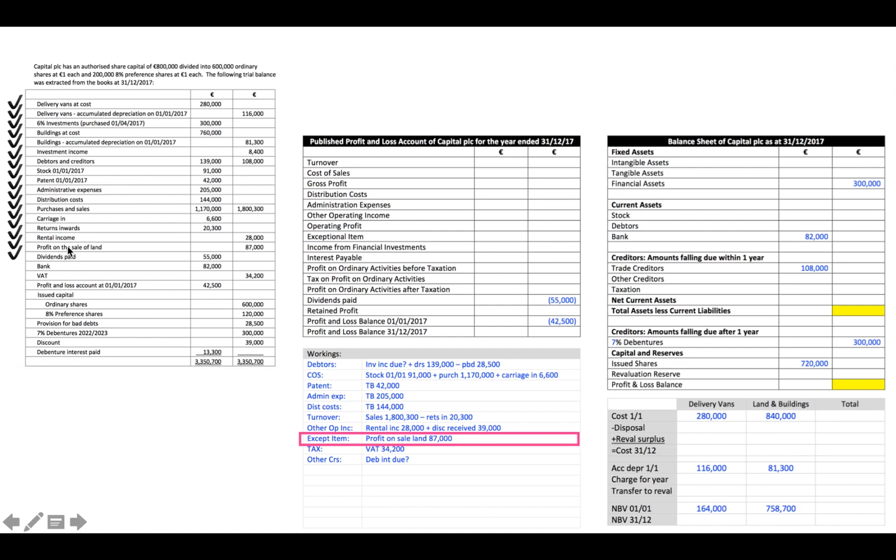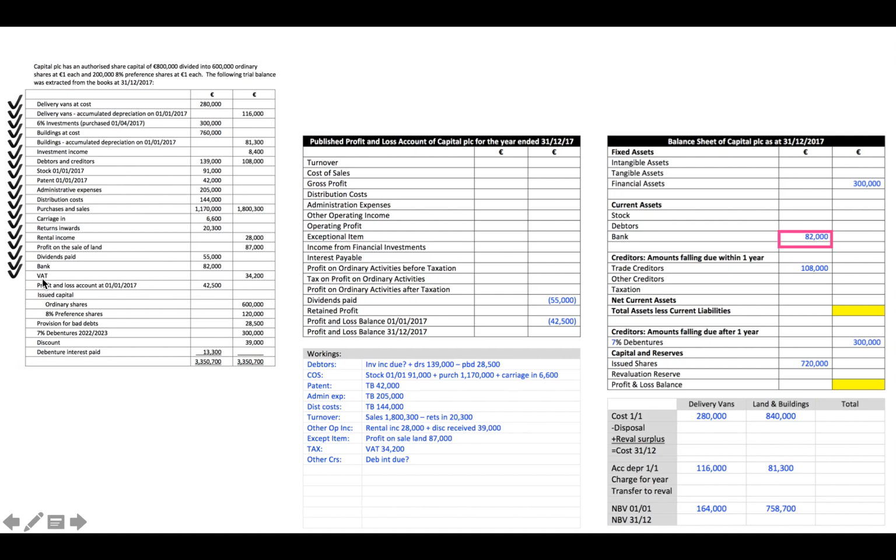Next we have profit on sale of land. Okay, so that is an exceptional item. So if you looked at your theory for published accounts, it is a profit or loss of significant size, such as the profit on the sale of land, or it could be a really large bad debt as well. Then you have dividends paid, 55,000 euro. Then we have bank, 82,000 euro. So bank is another one that a lot of the time can just go straight into the accounts, because we read down through the question already, there was no other mention of bank anywhere else. So 82,000 euro straight into your current assets there.